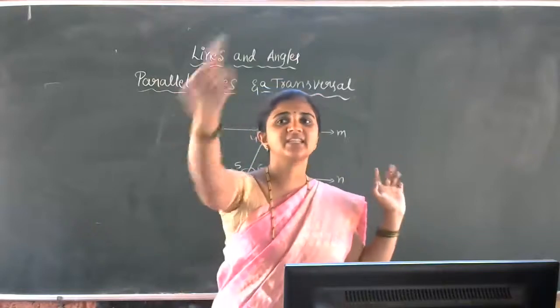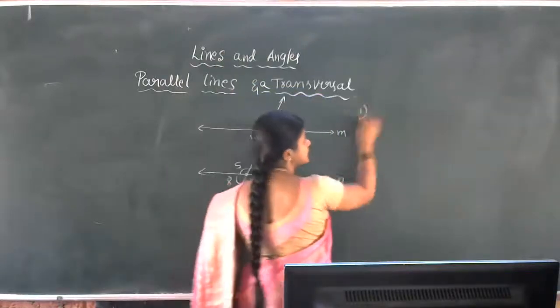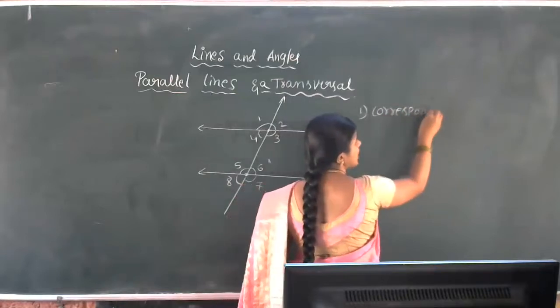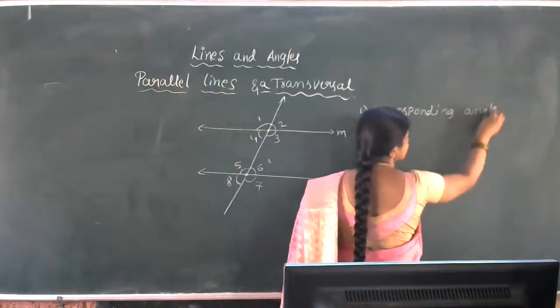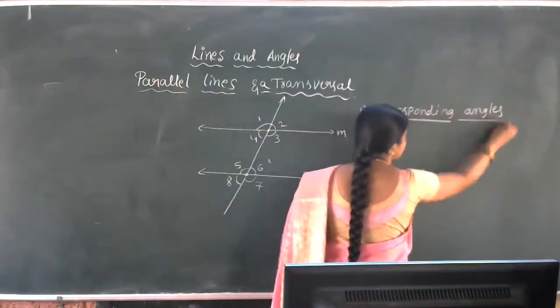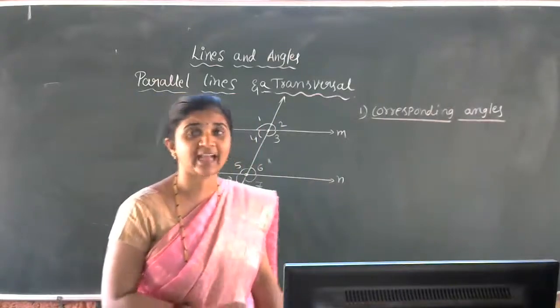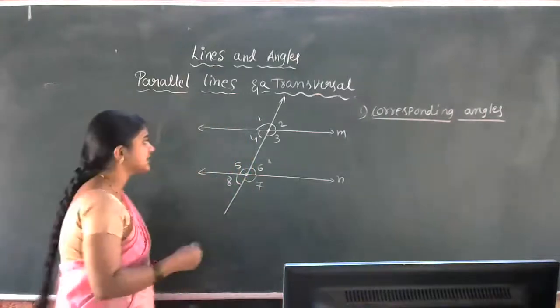Yes, I got the answer. All are telling that the first type of angles is corresponding angles. In parallel lines and a transversal condition, we can observe corresponding angles. Very good students, corresponding angles. Now can we list out the corresponding angles? Which angles are corresponding angles?